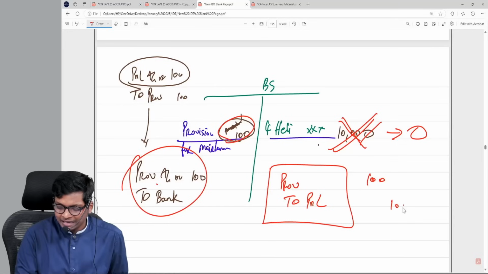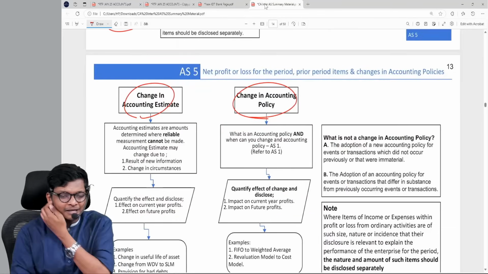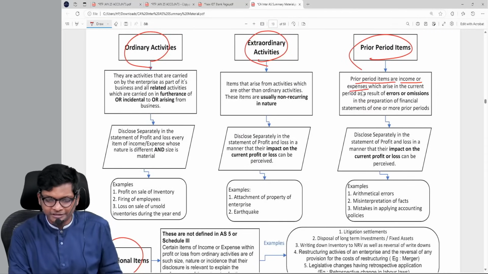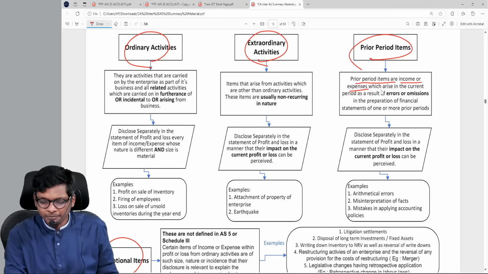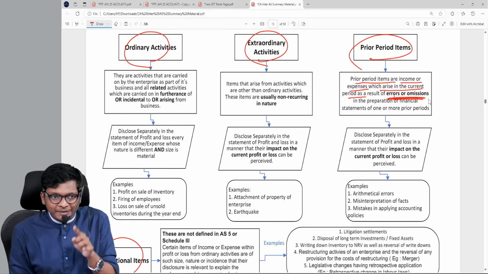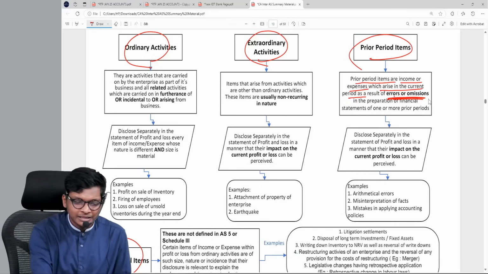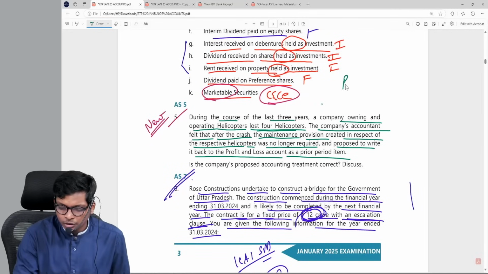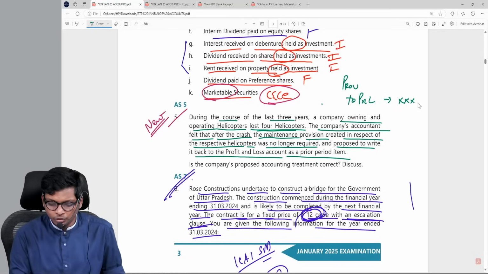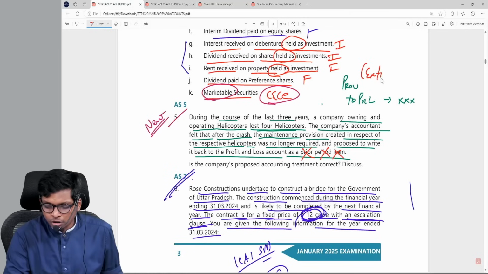They are reversing the provision entry to P&L, 100, and they are calling this a prior period item. Can I call it a prior period item? No. What is a prior period item as per the definition? You all know: prior period items are income or expense, here it is income, the helicopter reversal income, which arise in the current period as a result of error or omission in preparation of financial statements in a previous year. Is this an error or omission? It's an accident that happened in this year. Therefore, the answer is yes, you can reverse the provision to P&L and write the amount, whatever comes, but don't call it a prior period item. You can call it an extraordinary event.